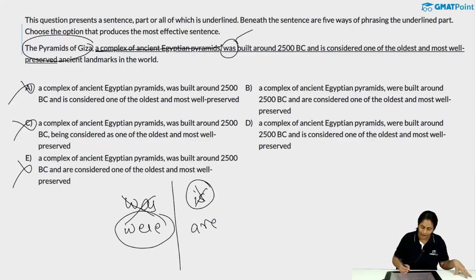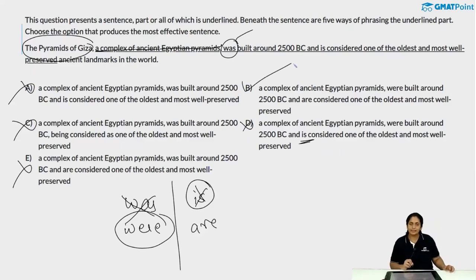Option B is correct. Option D is incorrect because is used over here. So this is the correct answer. The correct answer is option B. So whenever you have questions of this type, just use the splits, figure out which choices you have to make, and then it becomes easy to answer questions of this type.